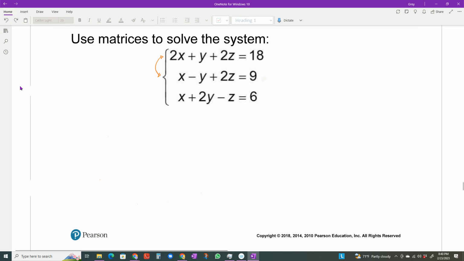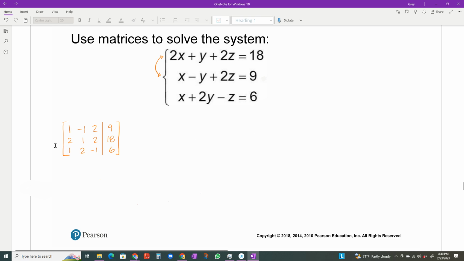All right. So my first matrix is here. And so I'm going to switch those two rows. So I'm going to have 1, negative 1, 2, 9. And then I'm going to have 2, 1, 2, and 18. And then I'm going to have 1, 2, negative 1, and 6. Okay, so we got a 1 in the top left corner. Now I'm going to use that 1 to get zeros below it.